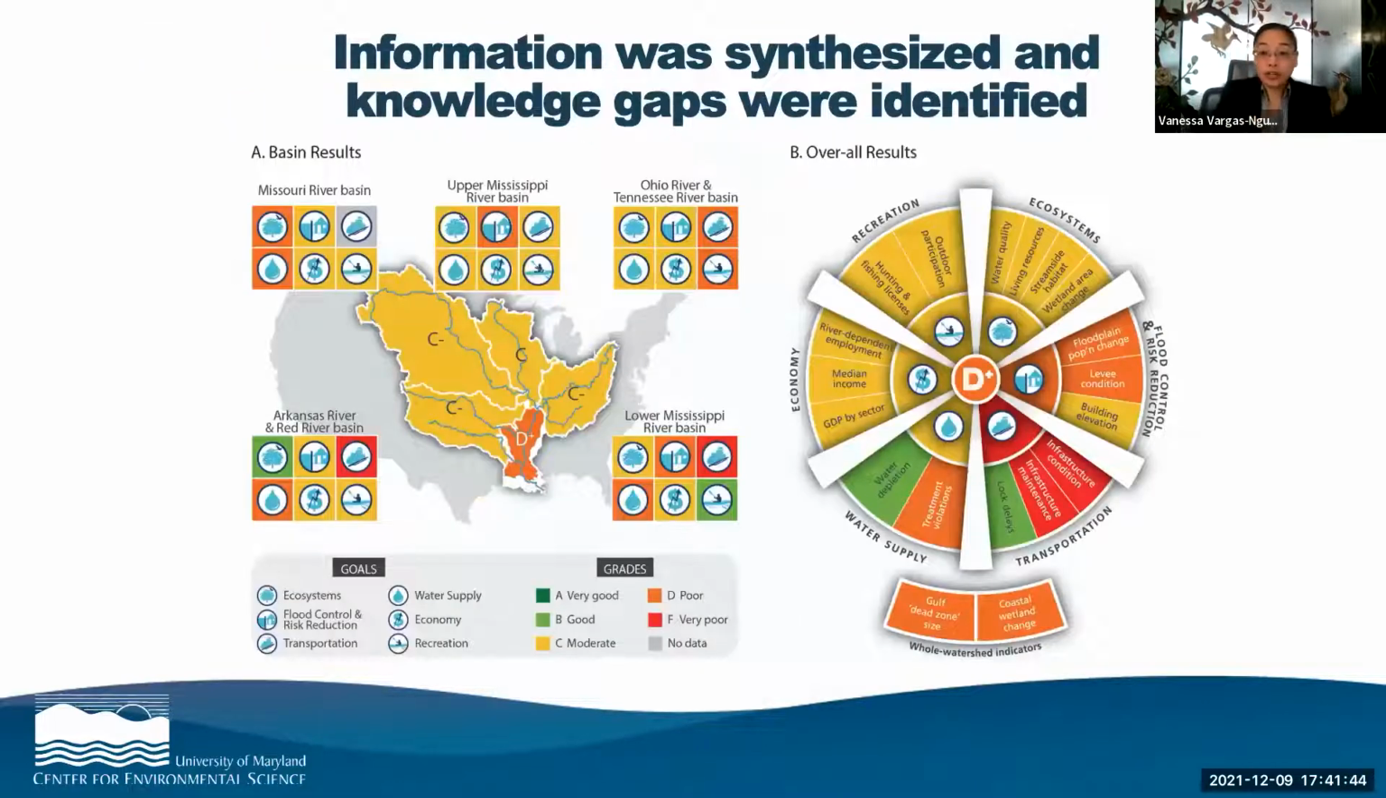So the report card was able to synthesize different information from different sectors, such as recreation, ecosystem, flood control, water supply, economy, and transportation. And we also were able to convene stakeholders from those different sectors. A number of them actually mentioned that this effort was the first time that they've been in the same room together. So that was very exciting to hear. And throughout the process, knowledge gaps were also identified.